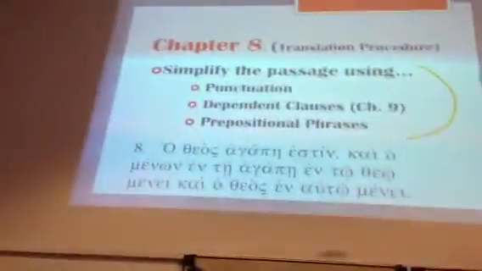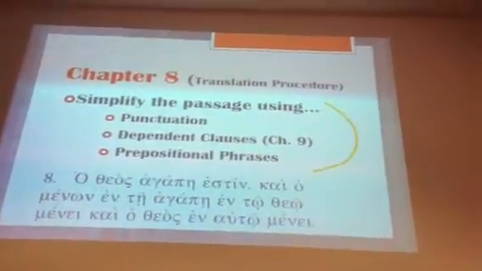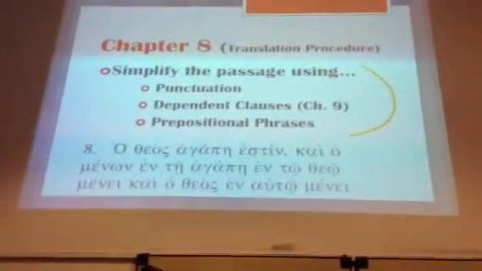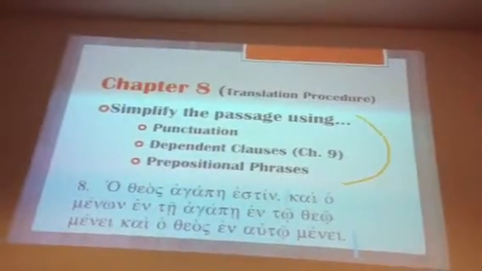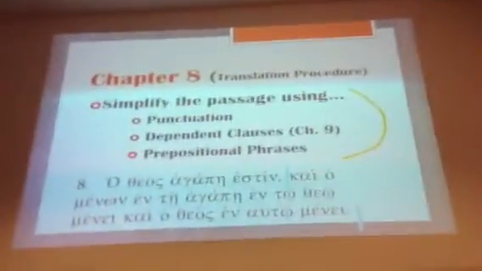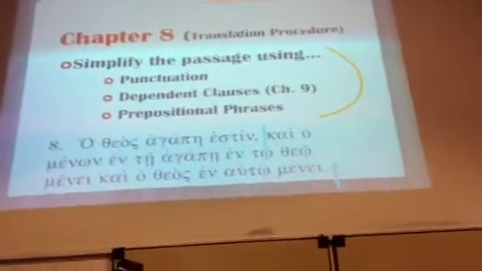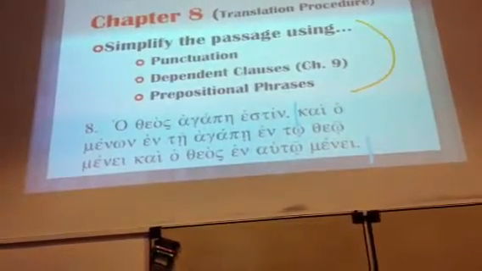So, when I'm looking at a sentence, the first thing that I do is simplify the passage using punctuation. I go through and find my punctuation marks, and I make a mark. My first one is this period here, and then I've got a comma here. Do I have anything else? No. So then the next thing that I want to do is find any dependent clauses. Well, since we haven't done that, that's chapter 9, there aren't any.